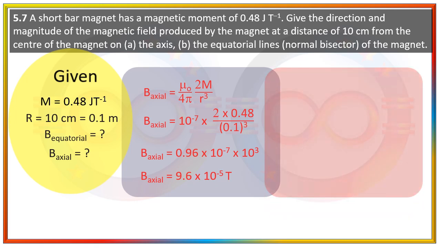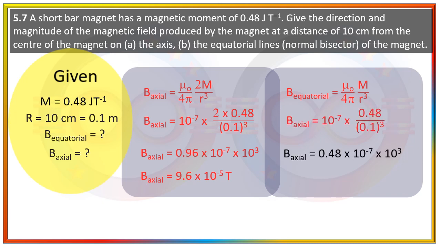We are going to calculate the value at broadside-on position or equatorial line position. We know that at equatorial the field is just half, so directly we can write the value as 4.8 into 10 raised to minus 5. But let us calculate mu naught upon 4 pi, m upon r cube. 10 raised to minus 7, m is 0.48, r is 0.1 cube, and 0.48 into 10 raised to minus 7 into 10 raised to minus 3 will go up, it will be 10 raised to plus 3 because 0.1 is nothing but 10 raised to minus 1. On calculation it is 4.8 into 10 raised to minus 5 Tesla.